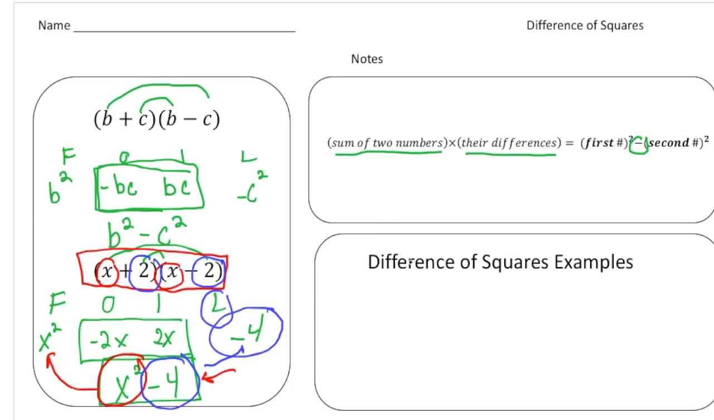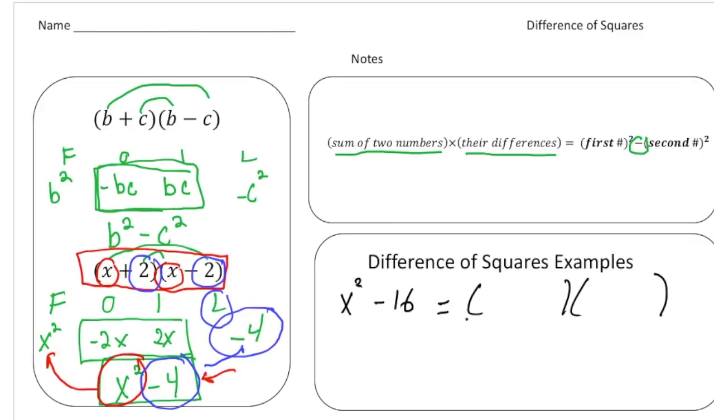Alright, so let's do some difference of squares examples. Let's say, for example, we have something like x squared minus 16, and I want to factor that. Now, this is a difference of squares because the first term, x squared, is a square, and so is the 16, because 4 times 4 is 16, and we're subtracting. So we want to factor this.